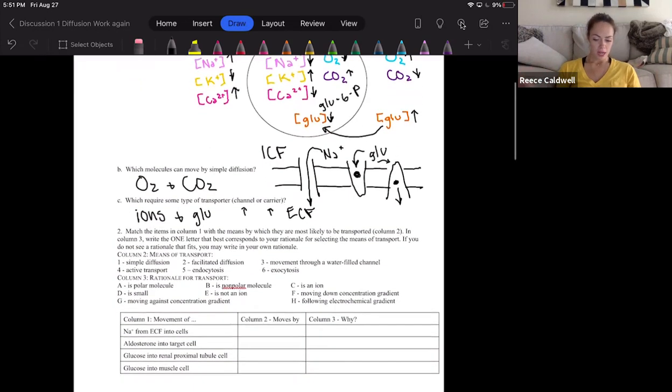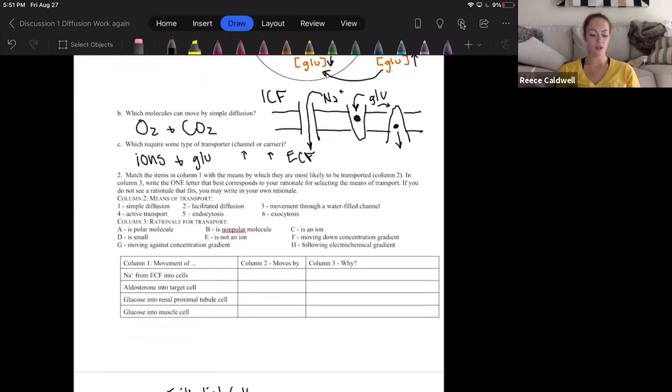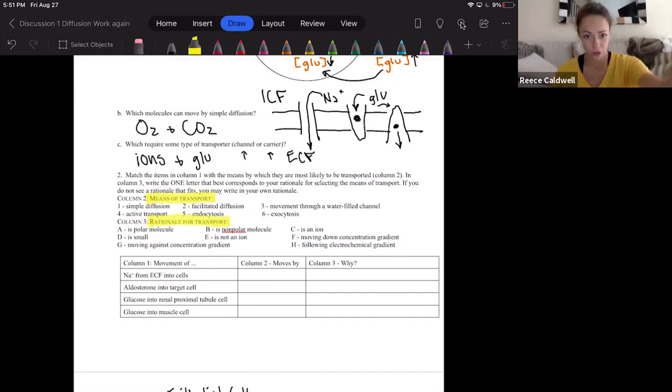All righty, nice. So moving on to question number 2, now we're going to look at some of these specific molecules. We're going to look at some type of movement, why they move that way, and how they move that way. Column number 2 is looking at the means of transport, whether it's moving by simple diffusion, requiring no energy, it's passive, or whether it requires some type of active transport, which needs energy, etc. And column number 3 is talking about why it's using this means of transport, so why we're using simple diffusion, or why we're using facilitated diffusion.